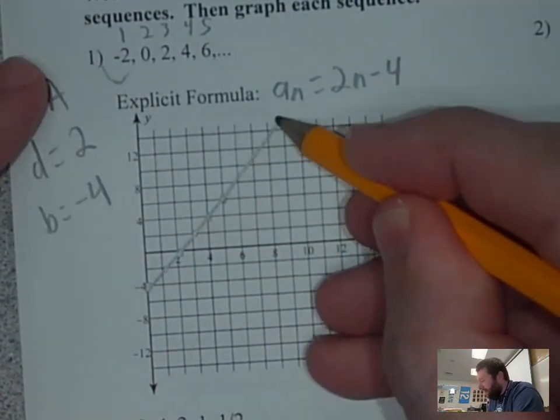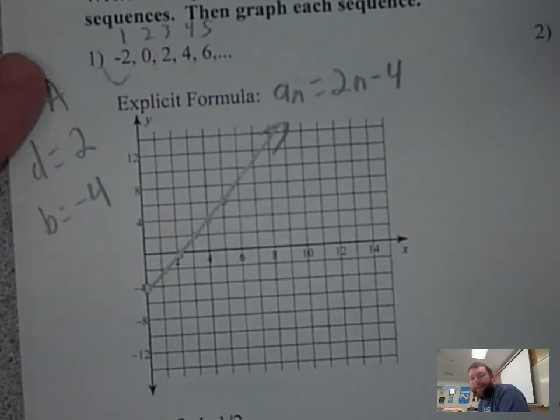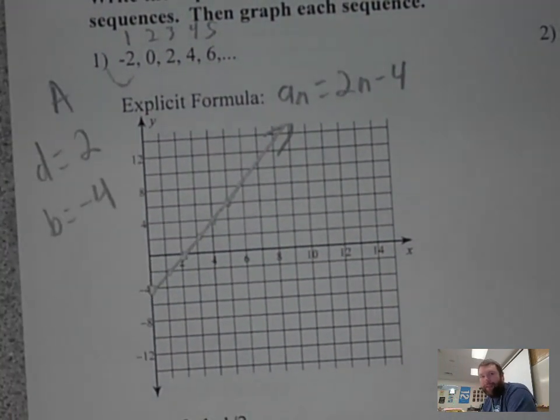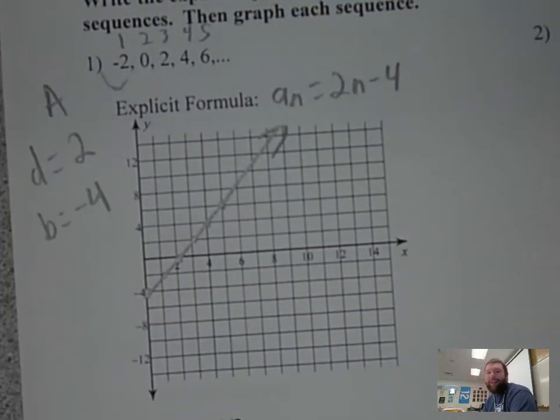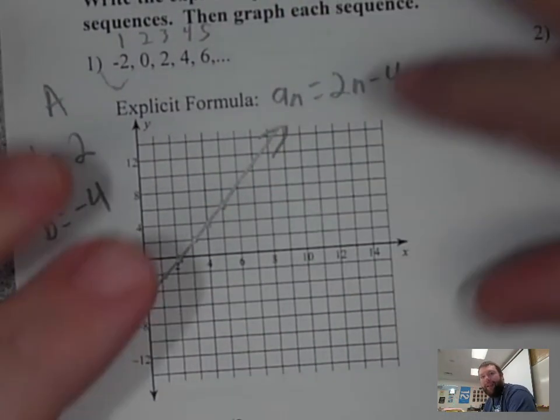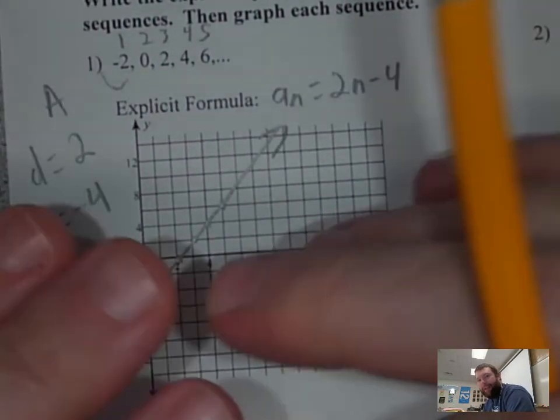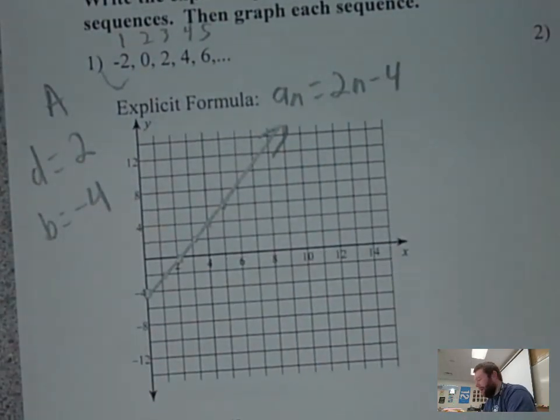And it is just a straight line. That's what arithmetic sequences are. They are linear lines, because this is basically just saying mx plus b. It's the same exact equation, y equals mx plus b. So sequences, if they're arithmetic, are literally just a linear equation.